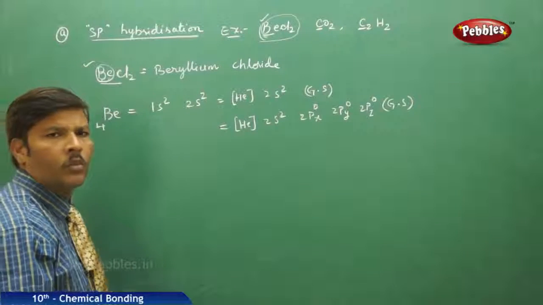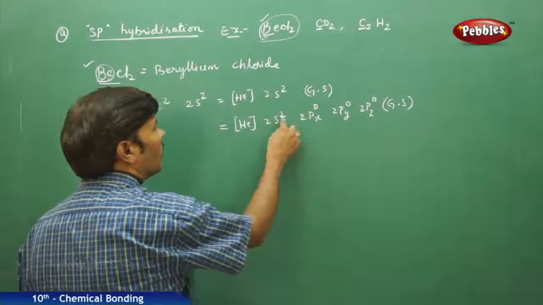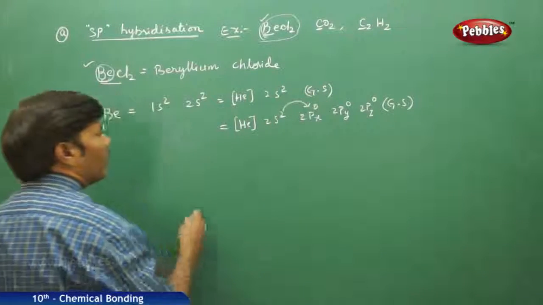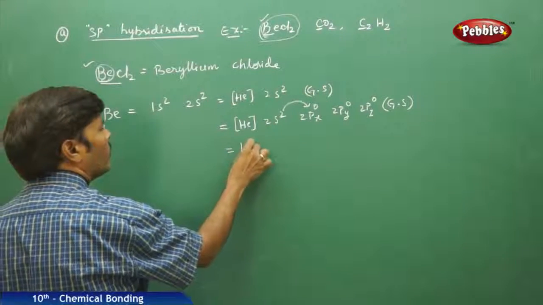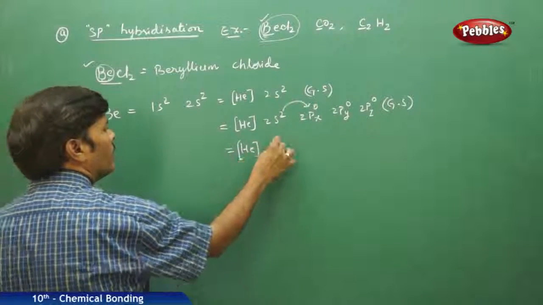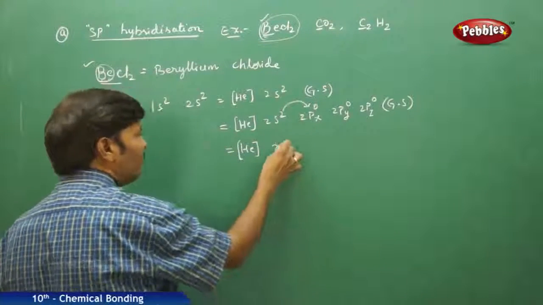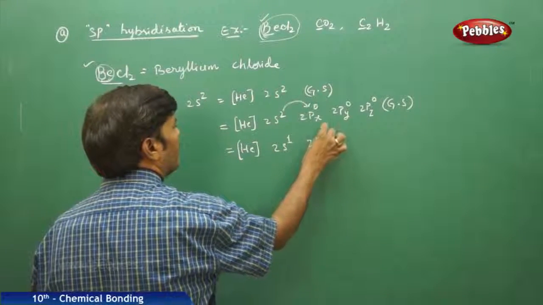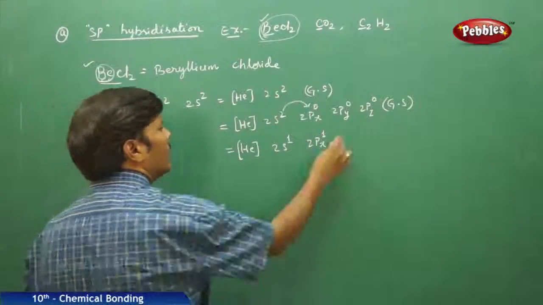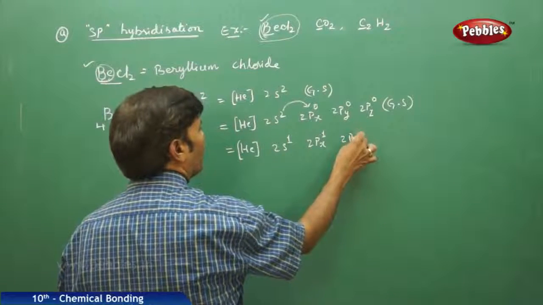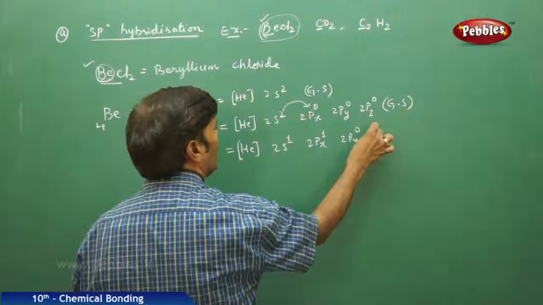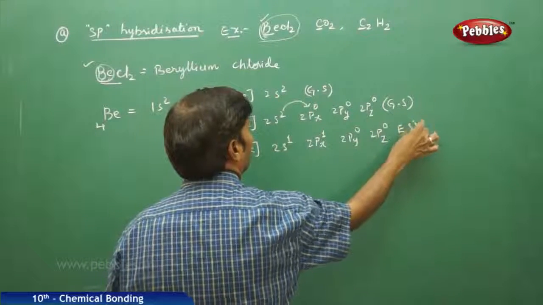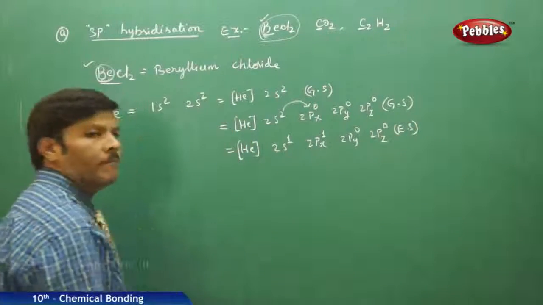Now you promote one of the electrons from the 2s atomic orbital of beryllium to 2px. If you promote, then you get a new configuration, helium of 2s1 of 2px1 2py0 and 2pz0. This is the excited state configuration of beryllium.